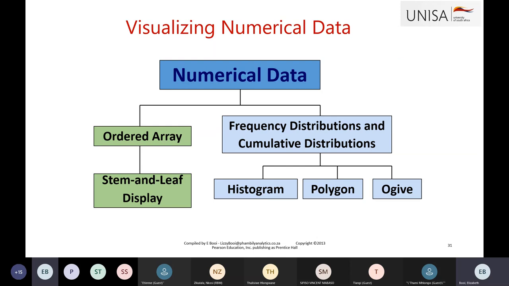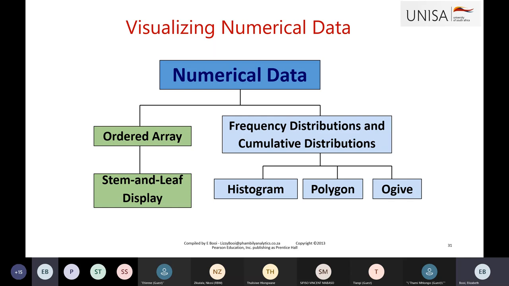Okay, now we move on to how we visualize numerical data. Numerical data, remember, are data that can be counted or measured. When we visualize numerical data, we use what we call an ordered array, meaning we order the data from lowest to highest. Once we have ordered the data in that manner, we can create a stem and leaf plot, stem and leaf diagram, or stem and leaf display. With numerical data, we can also create a summary table, which is called a frequency distribution and cumulative distribution table. It's just a summary table that summarizes numerical data.